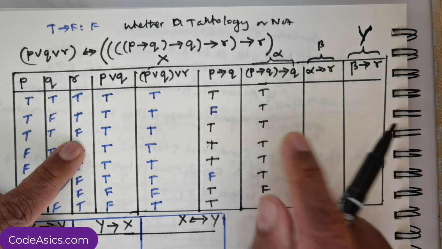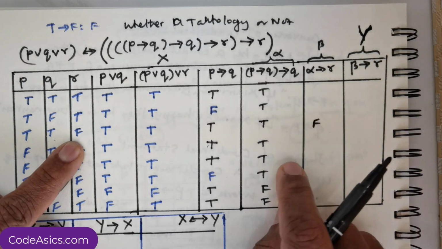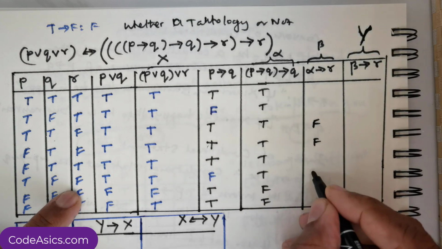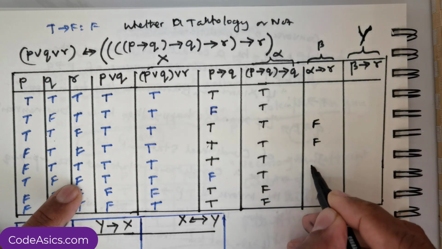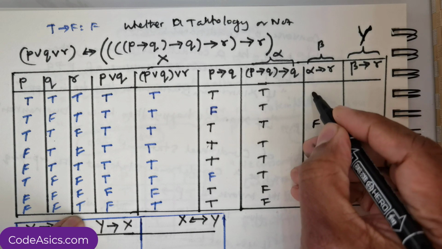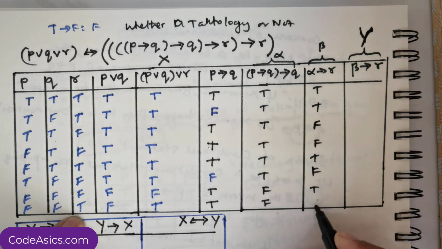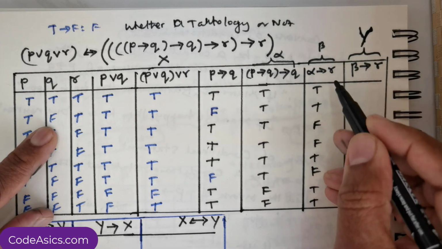Yeah, T going to F. This is going to be F. T going to F, F. T going to F is F, and the rest of them are T, T, T, T, T. So this is beta.